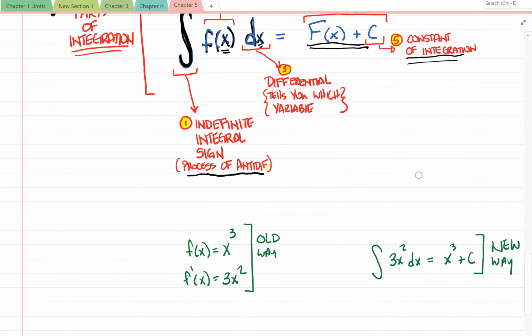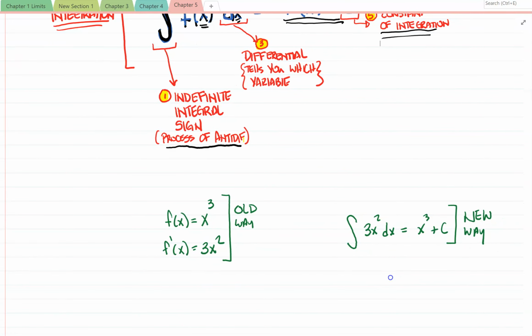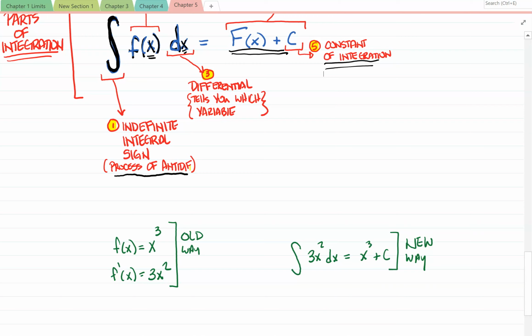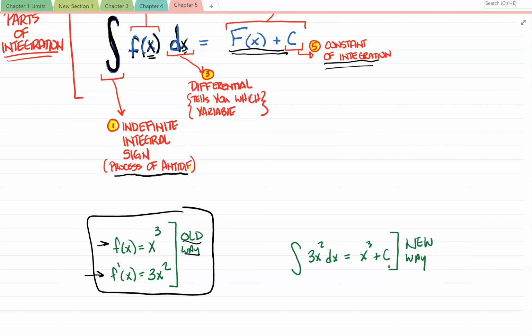So let me show you some old stuff and some new stuff. I'll keep this as big as I can. Before, this is what we were working with. We would start with the function x cubed, we would take the derivative, and we would get 3x squared. That's the old way. The new way to represent this would be the antiderivative of 3x squared dx is equal to x cubed plus c. So this is the new way of representing it.